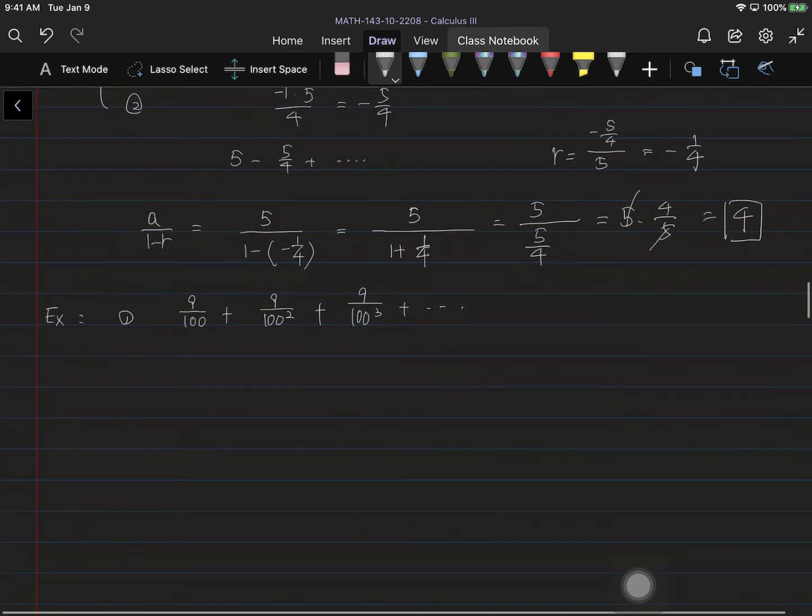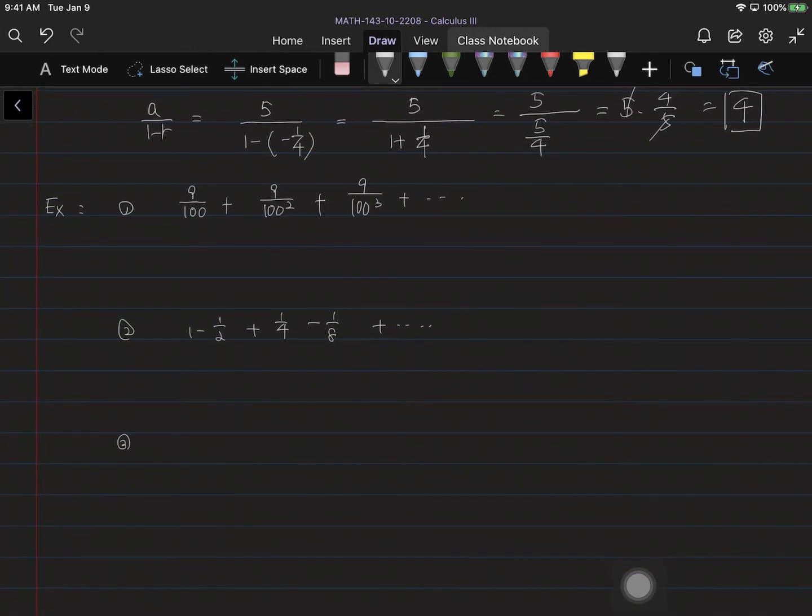Okay. The second one, 1 minus 1/2 plus 1/4 minus 1/8, and so on. Number 3, the sum from n equals 1 to infinity of 9 to the n, 3 to the 4 to the n. Those are the 3 problems, and you can check.